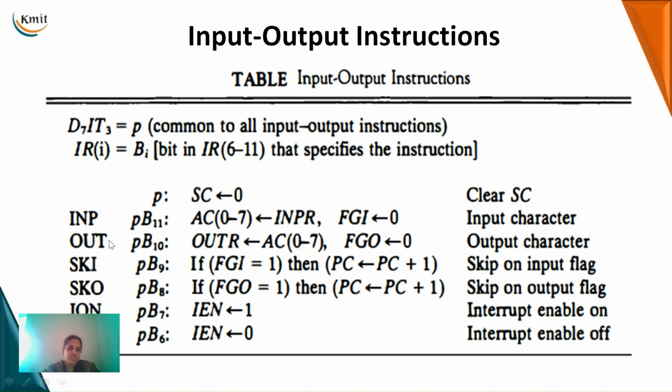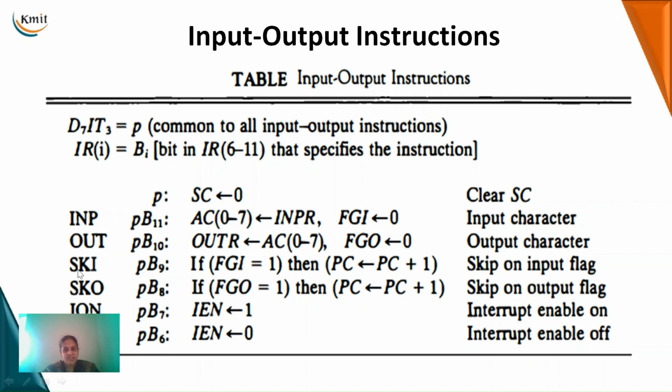Next is the output instruction. The information present in the 0 to 7 bits of the accumulator is transferred into the output register by means of the OUT instruction. Once the information is transferred to the output register, the output flag, which was previously set to 1, is now set to 0, since the output register has information.